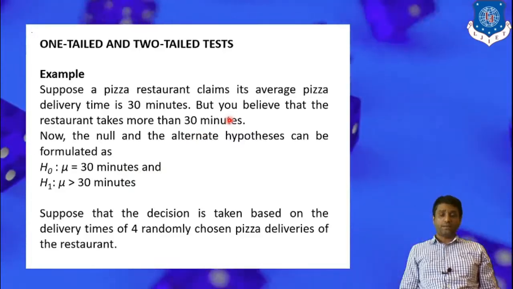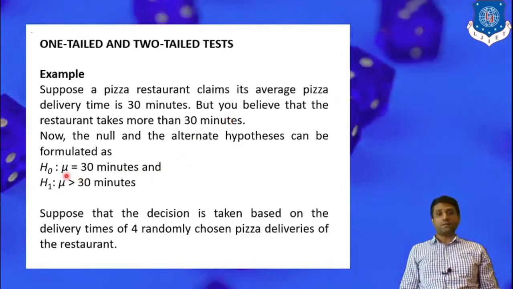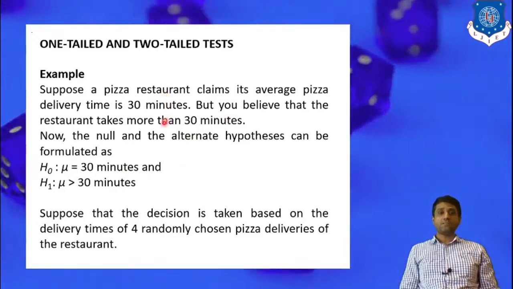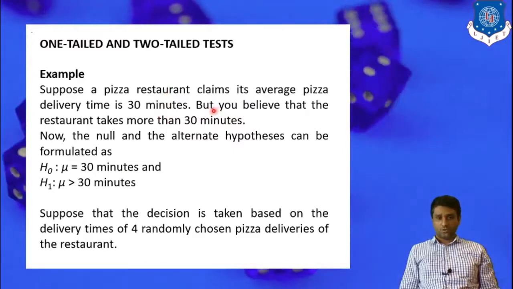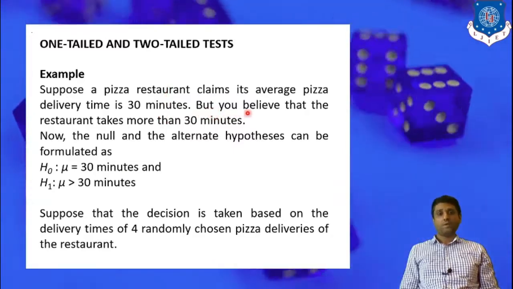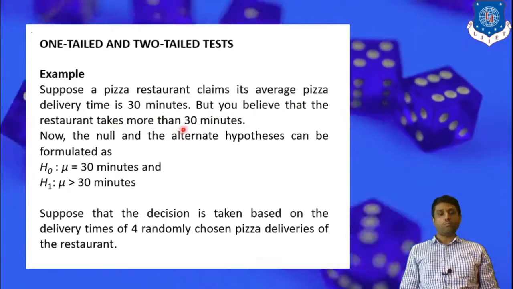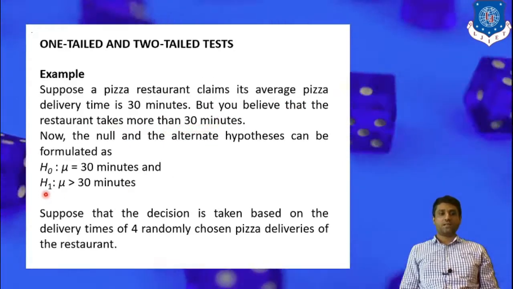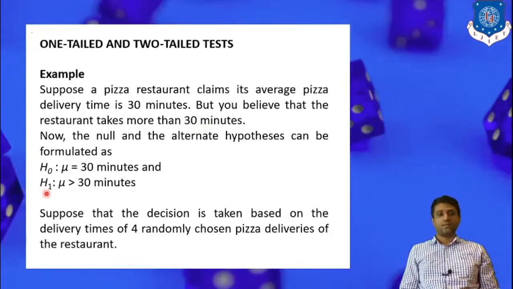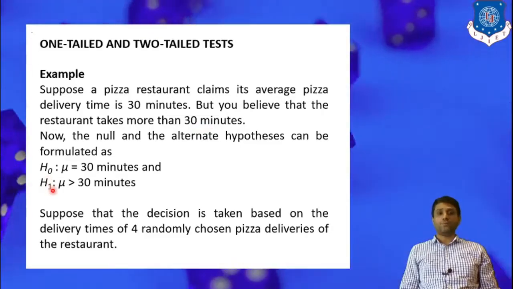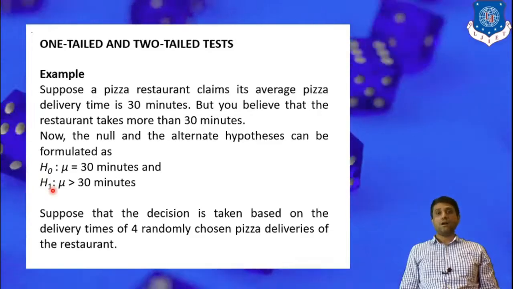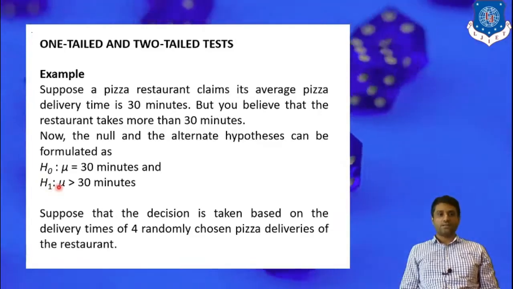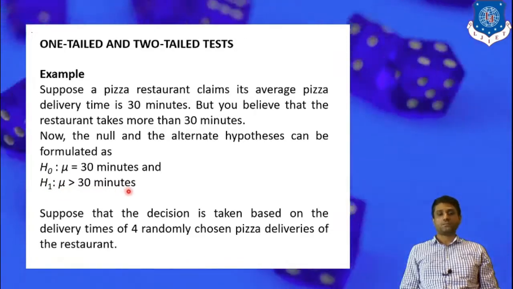So we have to assume H0, that is mu is equal to 30 minutes. But it may be possible that the average time exceeds 30 minutes. So we also have to check, if you believe that the restaurant takes more than 30 minutes. Remember, for more than 30 minutes we have to consider H1, which stands for the alternative hypothesis, where the null hypothesis is rejected. That is, mu is greater than 30 minutes.